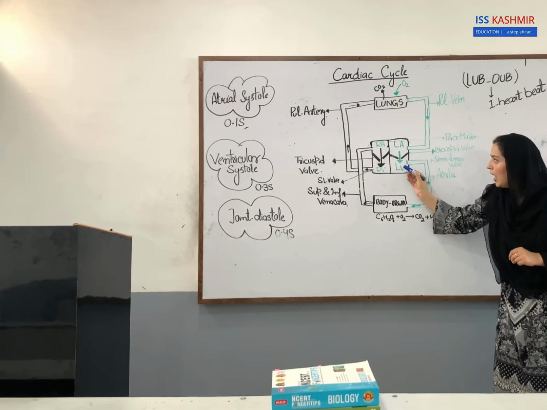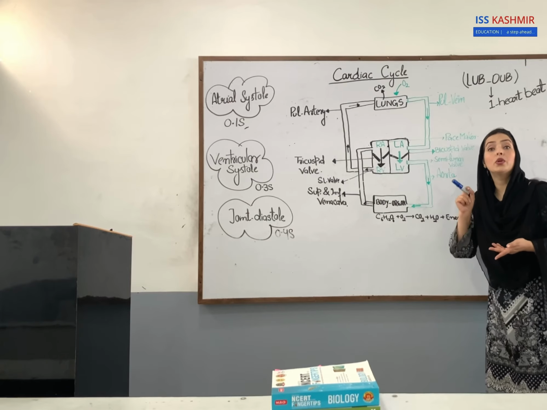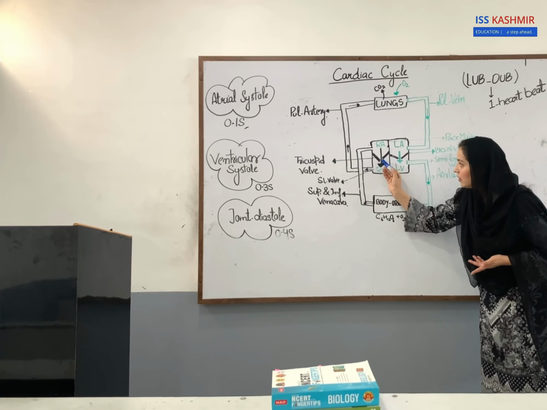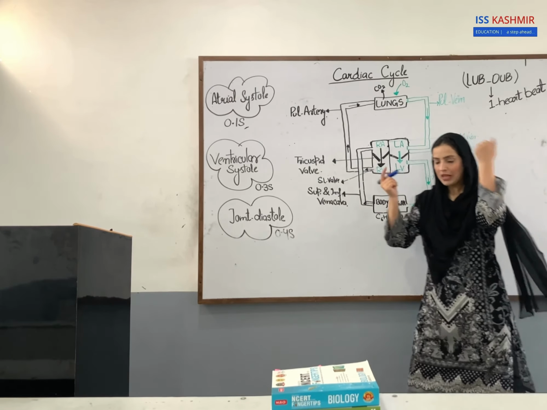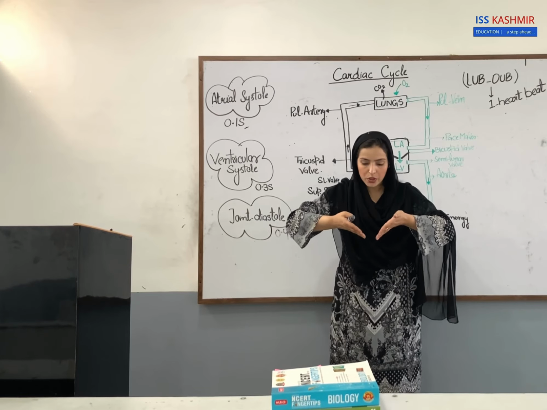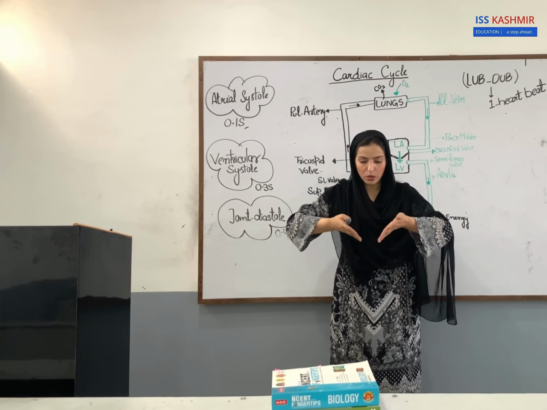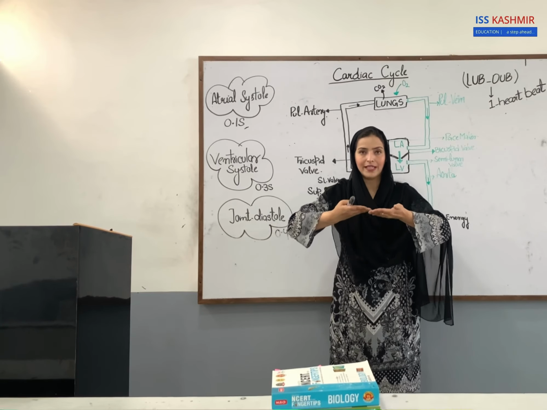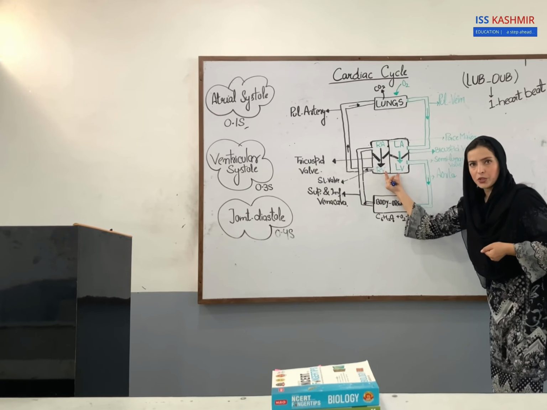First event, once the contraction is caused, a pressure is generated, and because of this pressure, the tricuspid and the bicuspid valves will close. Let's say this was the valve, the bicuspid valve. Once the pressure is generated in the lower ventricle, as a result of this pressure, the valve closes like this, upwards. Fine.